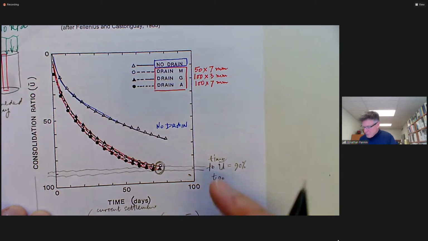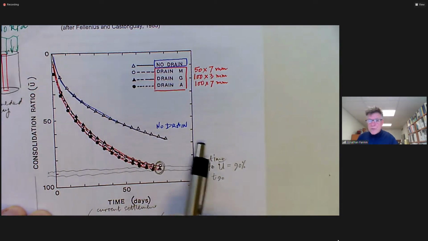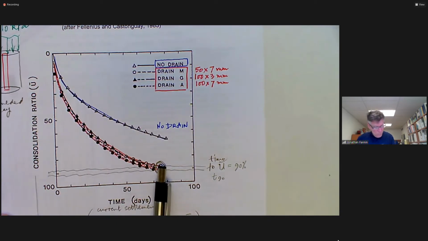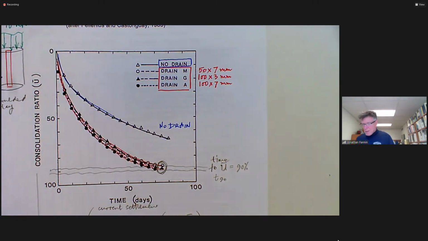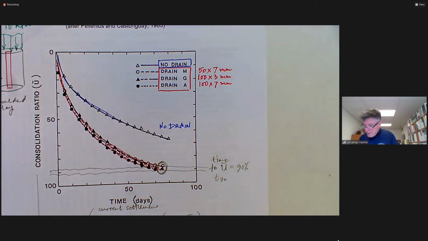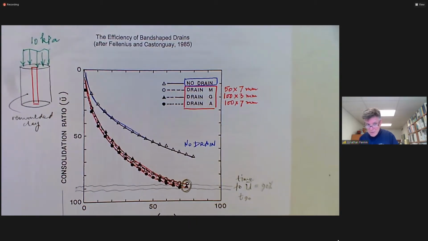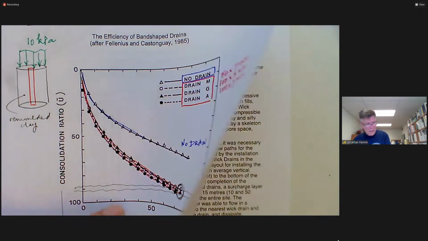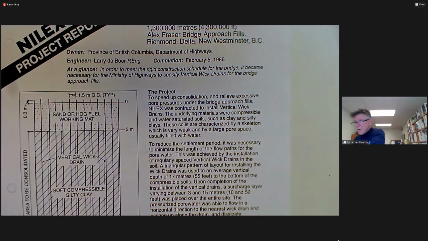Okay, and that's what we want to accelerate. Without the drain, this would be way out here, and in the presence of the drain, it occurs much more rapidly. So there's a nice, I'll call it, kind of almost a representative element test. And it works.